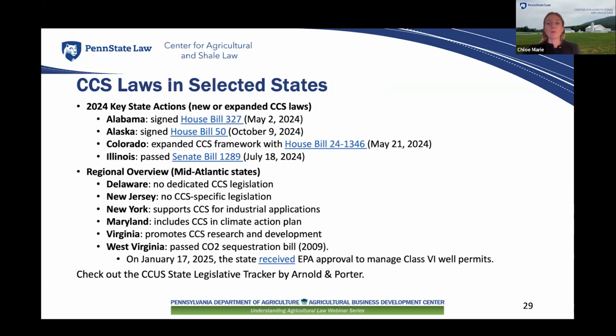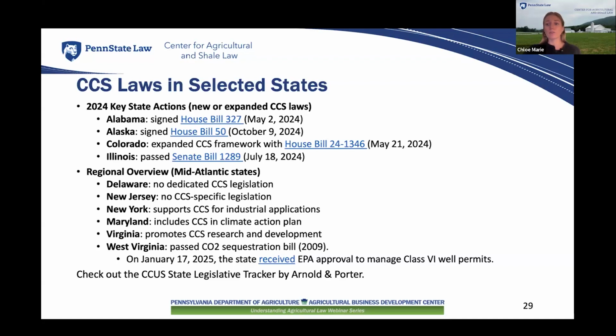Now, before we wrap up this webinar, I want to quickly give you a snapshot of what other states are doing when it comes to carbon capture and storage. In the first half of 2024, a handful of states made significant moves to introduce or expand carbon capture and storage laws. Just like Pennsylvania, Alaska, Alabama, Colorado, and Illinois passed some important new CCS laws.